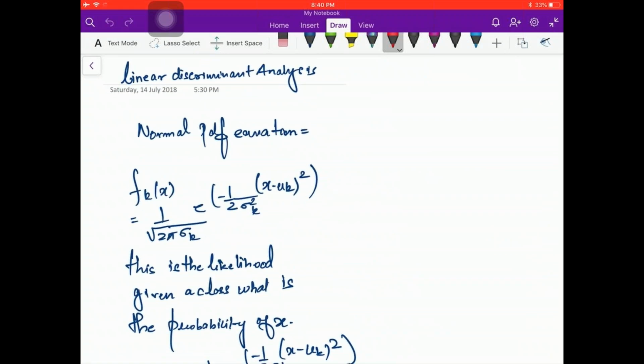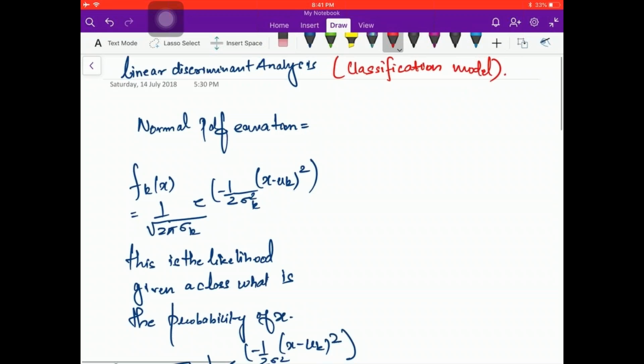Okay. Now the next model that we are looking at is linear discriminant analysis. This is a classification model. Sorry, not problem, model. Why? Because we are dealing with probabilities.